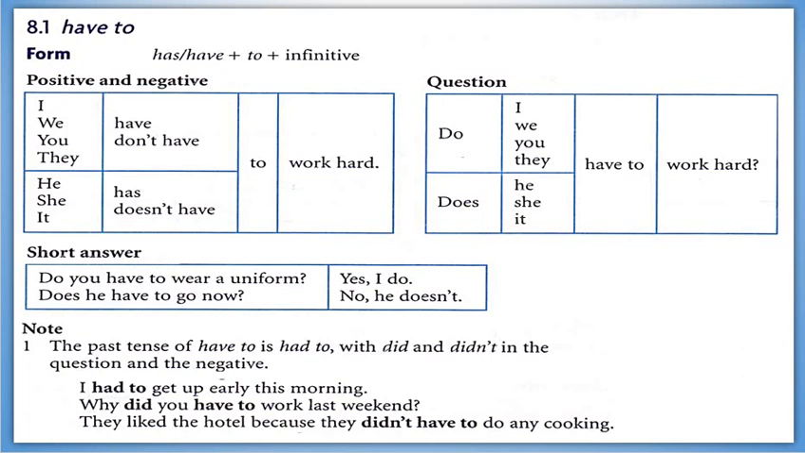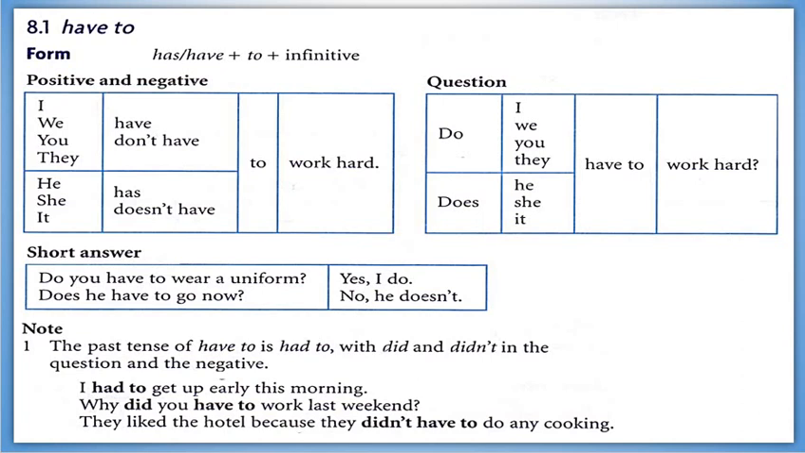In negative sentences, we don't have to work hard. When we negate have, we use do not. And with has, if the subject is he, she, it, we use does not, and has transforms to have. He doesn't have to work hard. She doesn't have to work hard. They don't have to work hard.